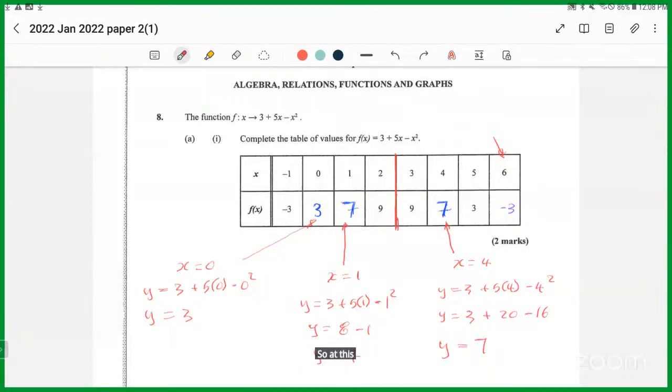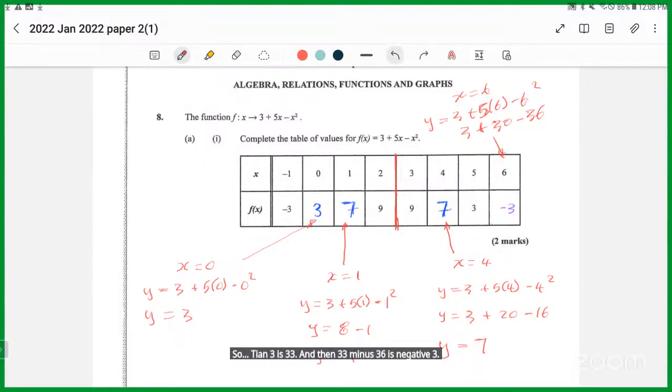So at this point, the x equals 6. So the y would be 3 plus 5 times 6 minus 6 squared. Alright? Now, this should be 3 plus, this should be 30. Minus, this should be 36. So 30 and 3 is 33. And then 33 minus 36 is negative 3. So that's what it will be.